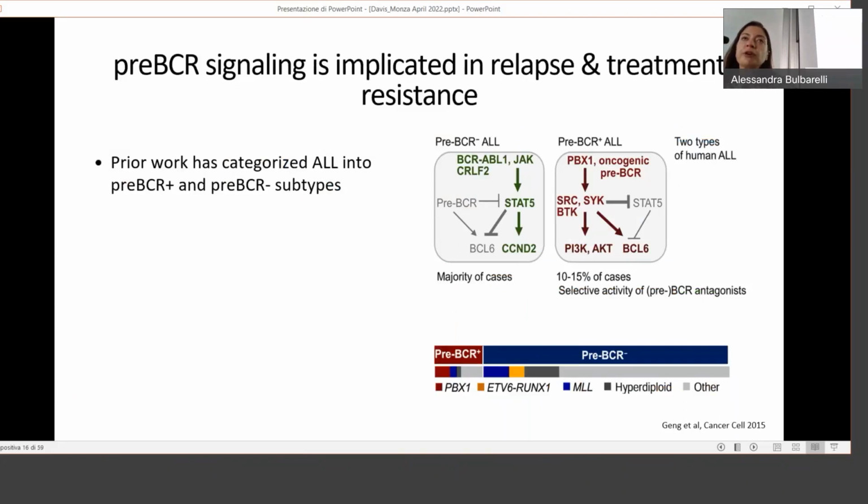So pre-BCR signaling has previously been implicated in ALL, and also implicated in the risk of relapse or treatment resistance. Markus Müschen's group, now over 5 years ago, published a paper where they used genomic classification and then some mouse modeling to identify cases of ALL based on the ability of the cells to have this pre-BCR activation, and they called these pre-BCR positive and pre-BCR negative ALLs. And there are some enrichments of particular genetic backgrounds in the pre-BCR positive, like the 1;19 translocated ALLs that have rearrangement of TCF3 and PBX1.